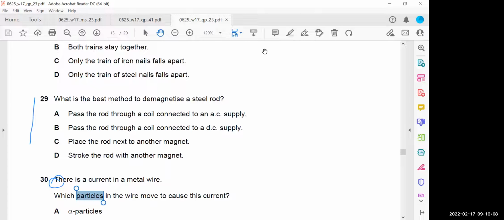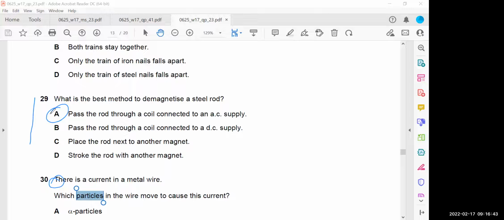What is the best method to demagnetize a steel rod? Best method, as per the options given, is to pass the rod through a coil connected to an AC supply. Yes, AC current demagnetizes the magnetized rod. Pass the rod through a coil connected to DC? No, DC will help to magnetize it. Place the rod next to another magnet? No. Stroke the rod with another magnet? No. So of the four options given, children, the best possible answer you and I can find is option A.